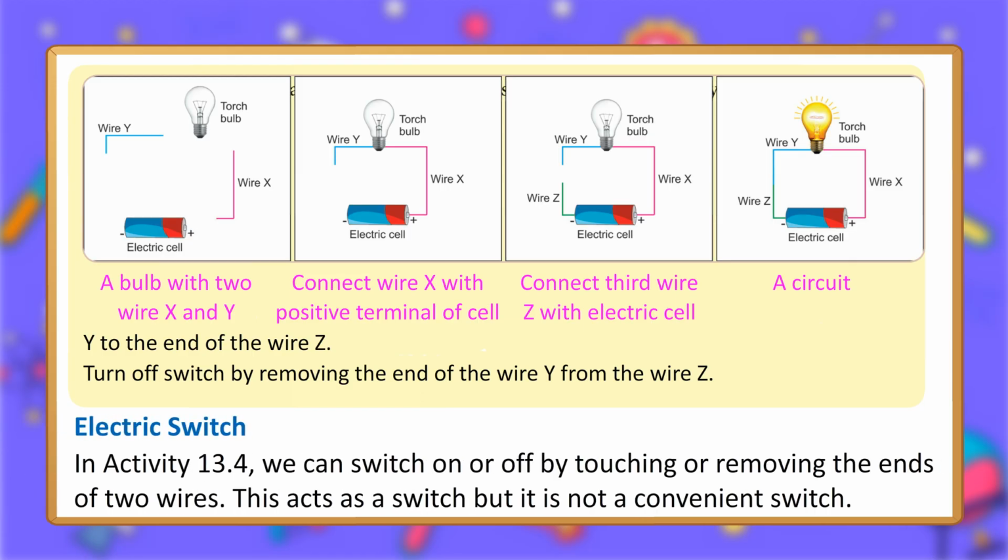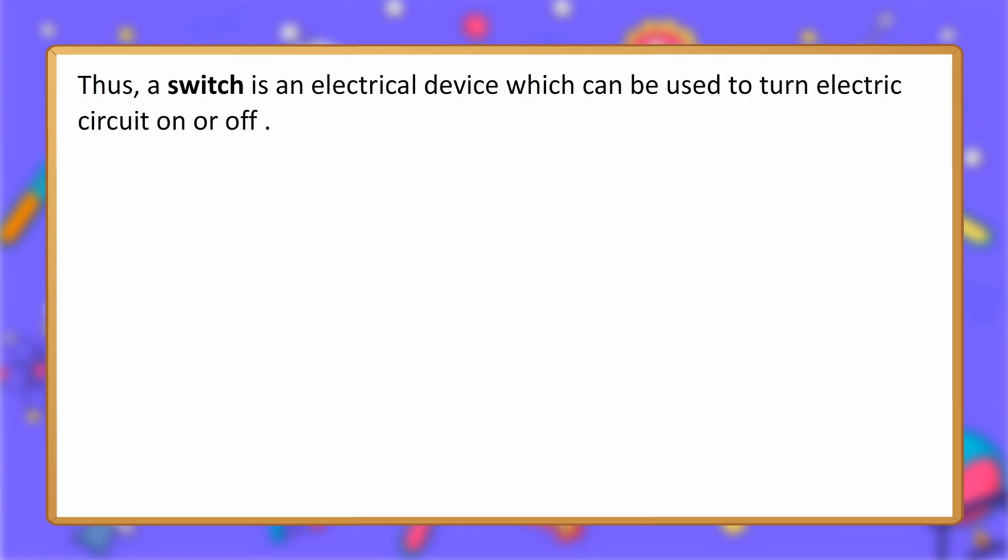Electric switch. In Activity 13.4, we can switch on or off by touching or removing the ends of two wires. This acts as a switch, but it is not a convenient switch. Thus, a switch is an electrical device which can be used to turn an electric circuit on or off.